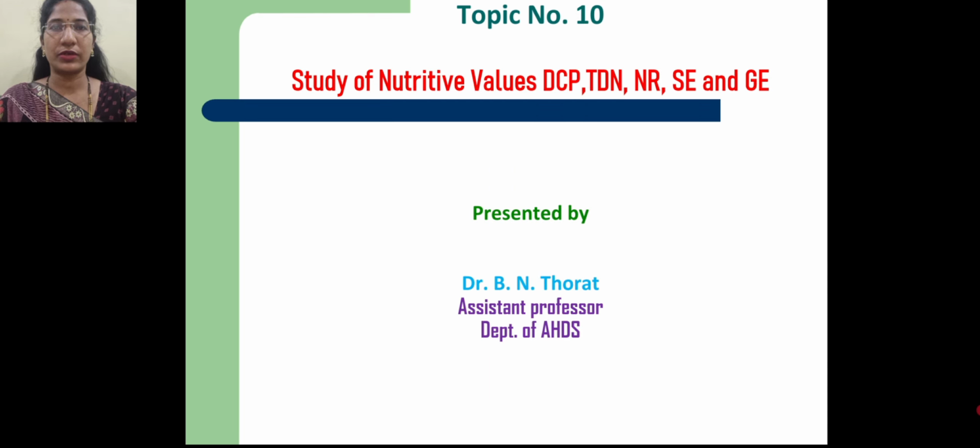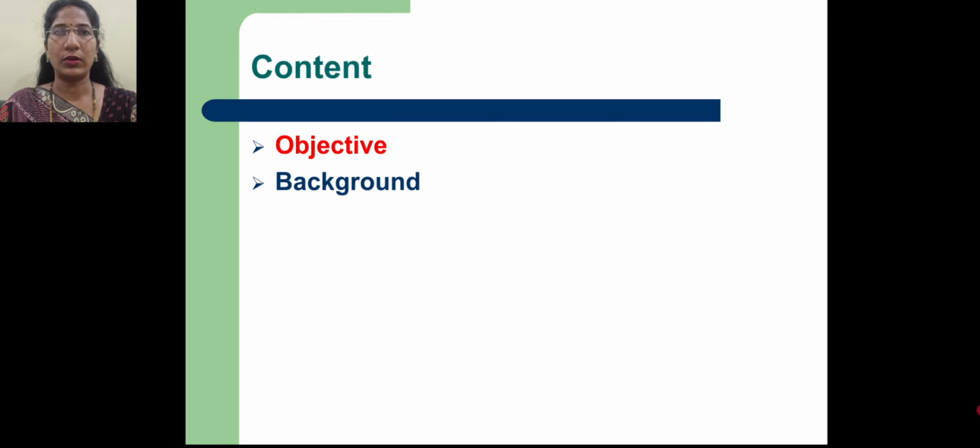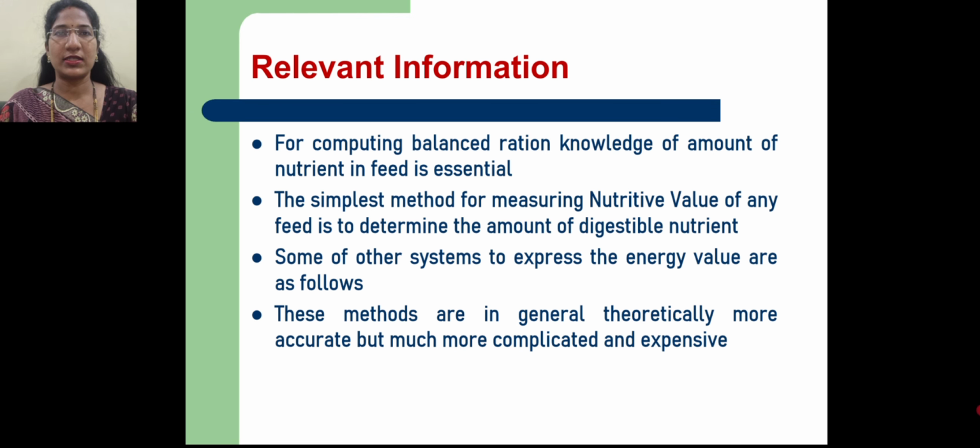In today's session, we will study nutritive values, that means DCP, TDN, NR, SE and GE. In this topic, we have listed some points. First, the objective; second, the background of this topic; and third, some methods of energy expression. So let's start with some relevant information required to study this topic.